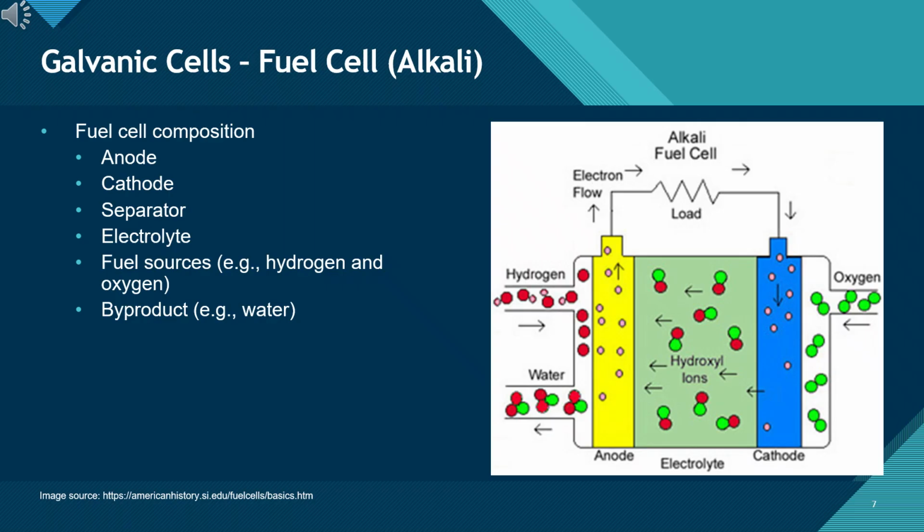This technology is used in some vehicles, spacecraft, and backup power systems. Unlike batteries, fuel cells don't run down, which means that they don't lose power as long as fuel is supplied. As shown in the diagram, alkali fuel cells consist of 4 components: an anode, a cathode, separators, and an electrolyte, along with a supply of fuel sources and an outlet for byproducts such as water.